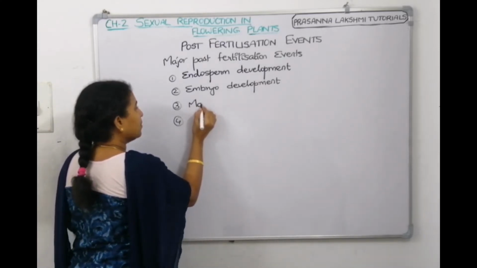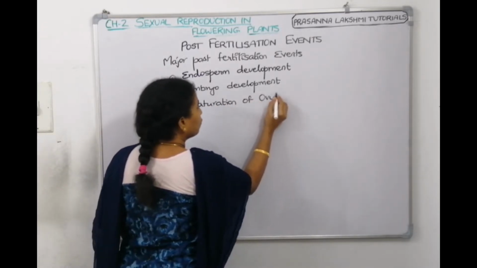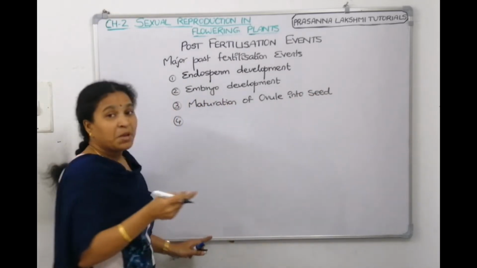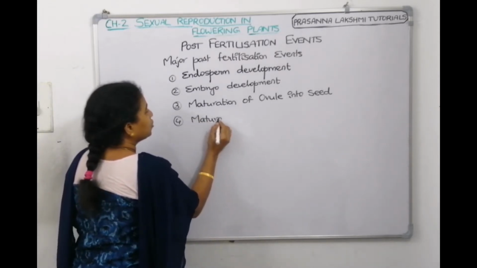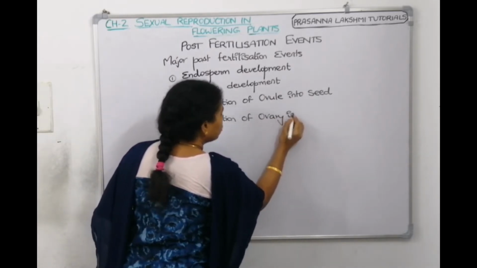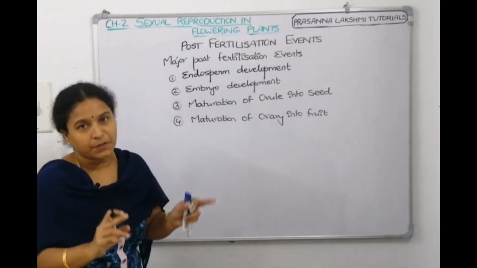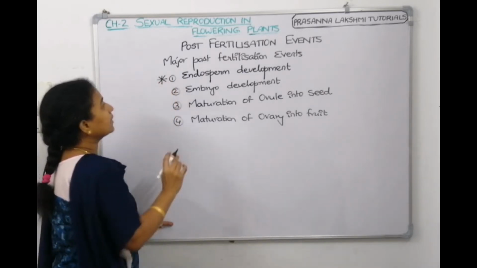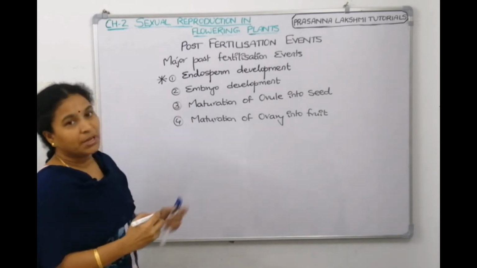The third point will be the ovule getting converted into seed, that is, maturation of the ovule into seed. And the last point will be maturation of the ovary into fruit. These are the major post-fertilization events. Now, in this session, we will talk about the first one, endosperm development. Take a screenshot and then we will take a fresh board and talk about endosperm formation.